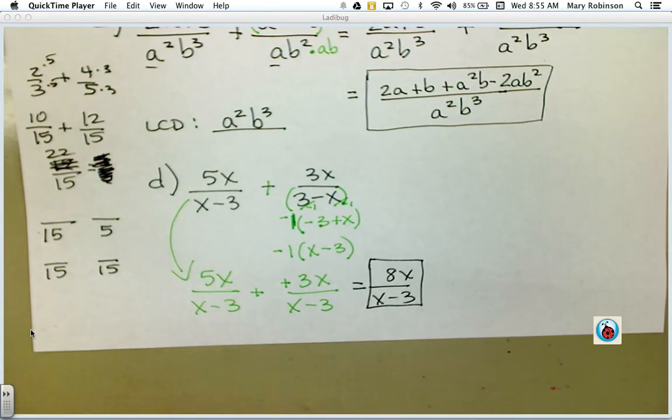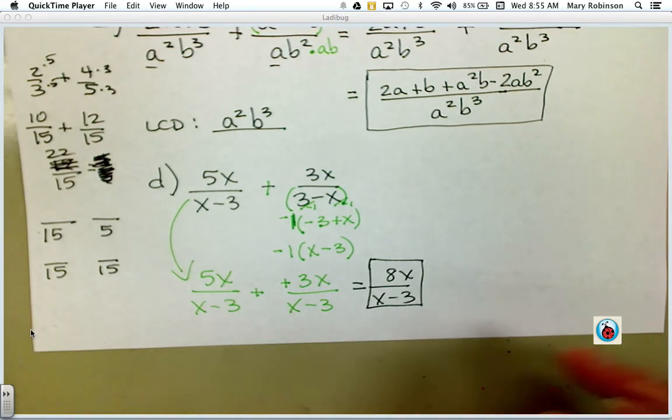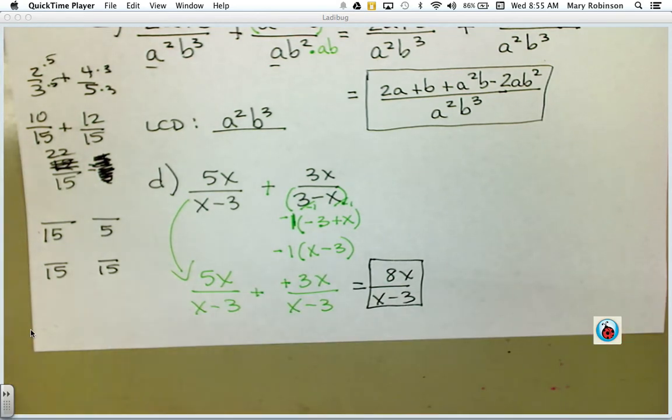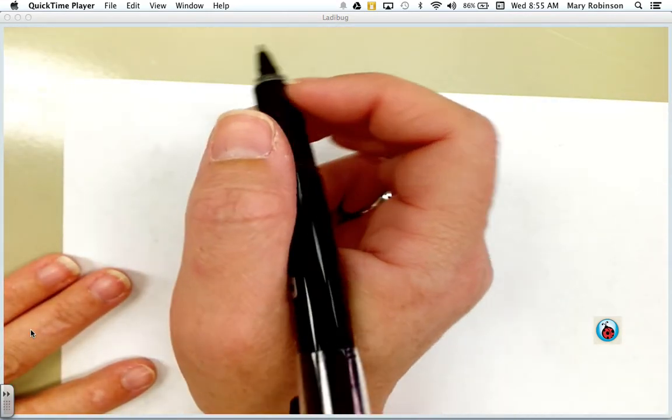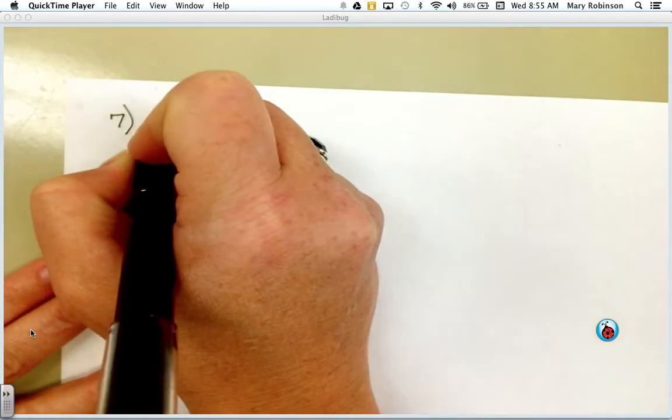Alright, so now for the last two problems on solving rational equations here, and then that'll wrap up this video. We're going to next cover 7a. I'm sorry, not 6, but 7a.